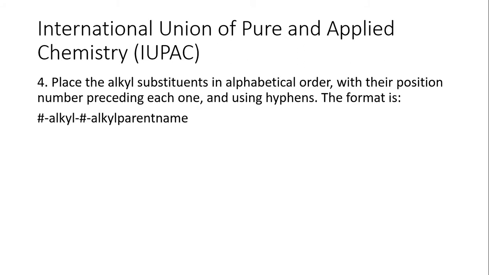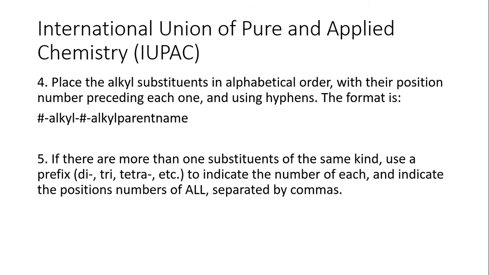Rule number 4, we're now going to place all the alkyl substituents in alphabetical order with their position number preceding each one using hyphens. So the format is, as you can see here, number of position, hyphen, name of the alkyl group, hyphen, number of position, hyphen, name of the other alkyl group, and the last one is simply joined to the name of the parent chain.